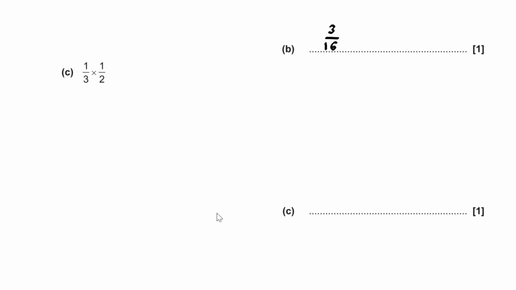And now for part C, we've got a third times by a half. Well, 1 times by 1, that's just 1. 3 times by 2, that's 6. So we've got 1 over 6.